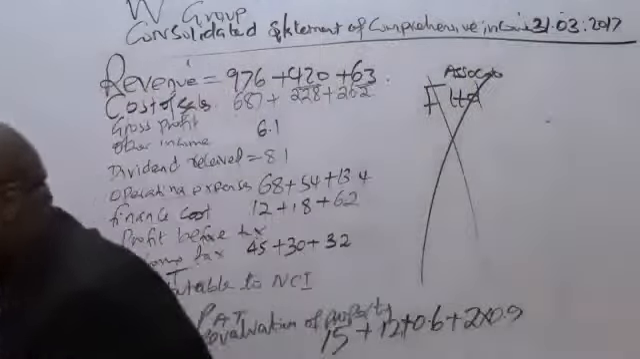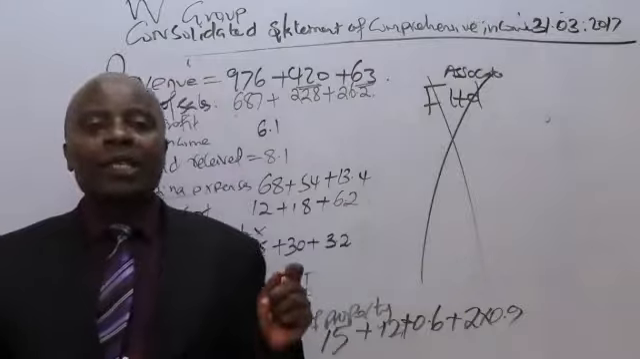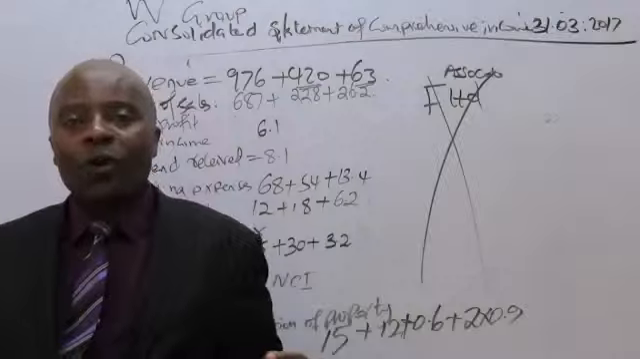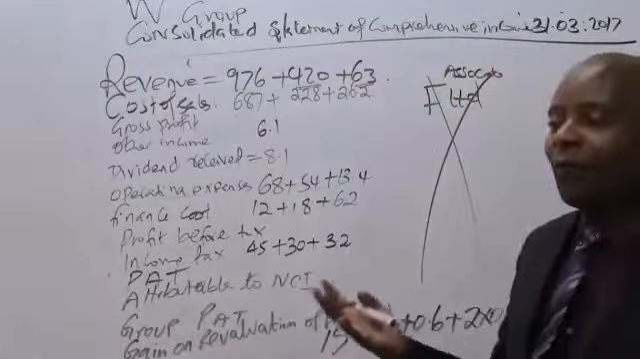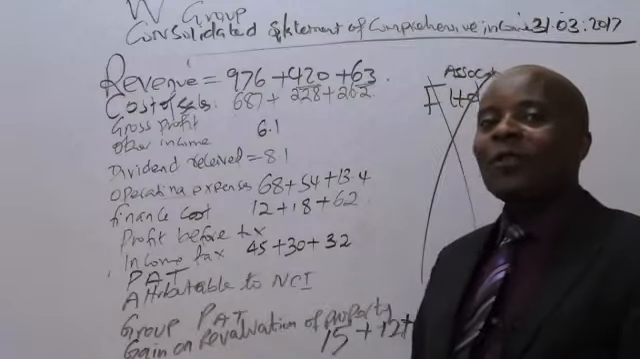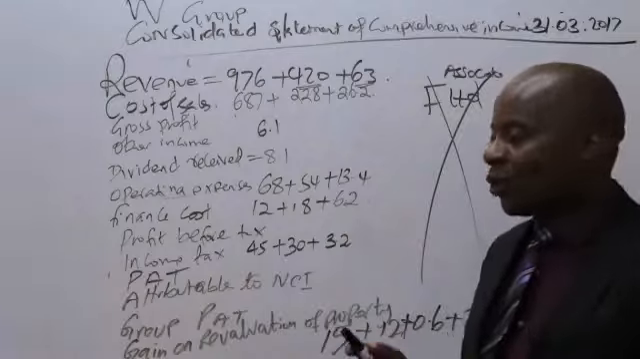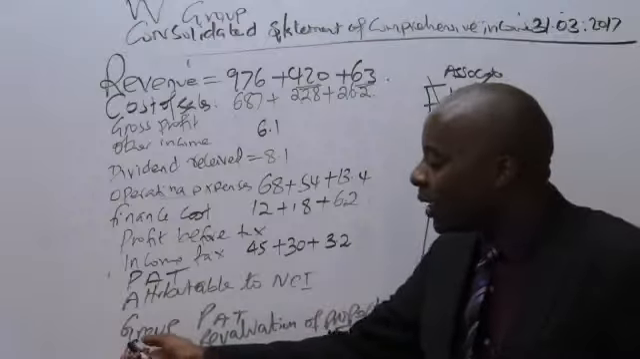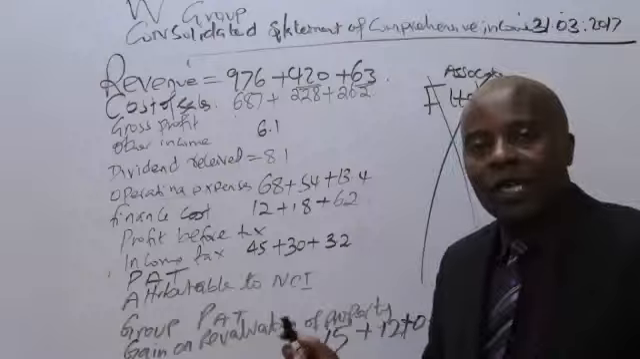Ladies and gentlemen, remember, I'm just here not to complicate your life. I'm just here to make your life easier, to show you how you can harvest what we normally call low-hanging fruits. And the very first low-hanging fruit that I would want everybody to understand here today is this thing here. All these items here that come after other comprehensive incomes.